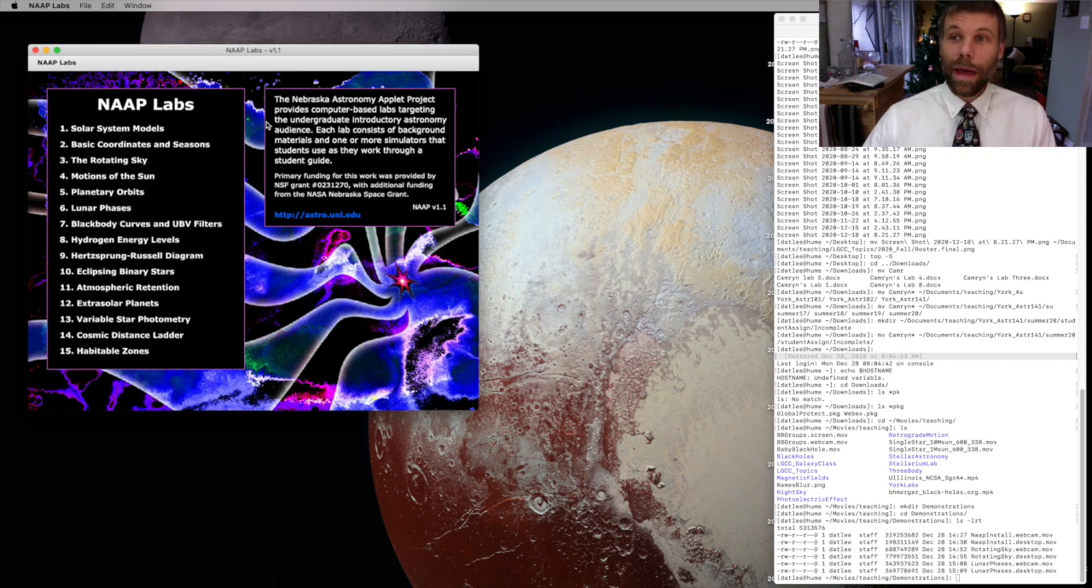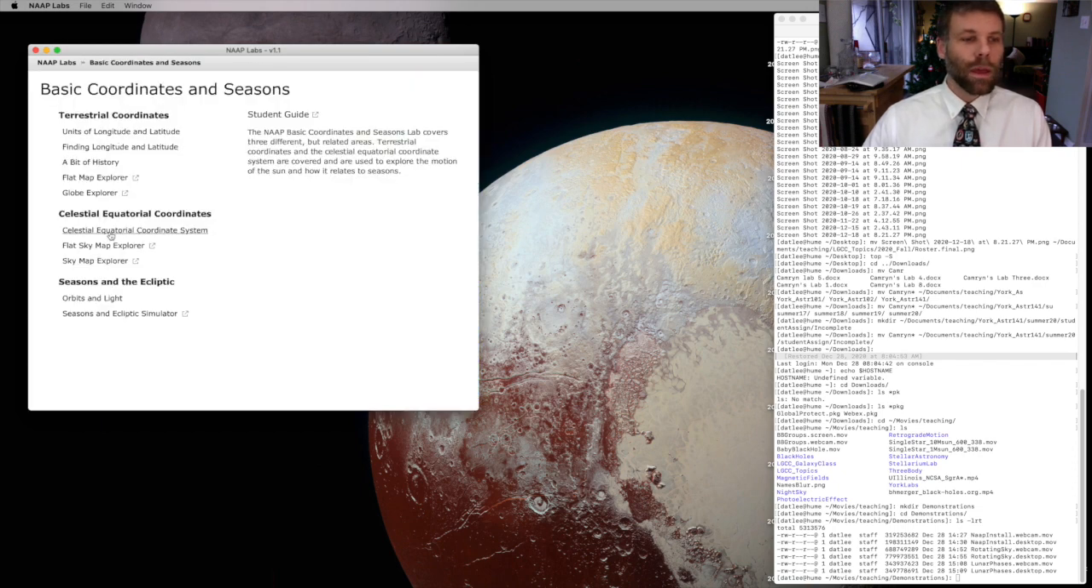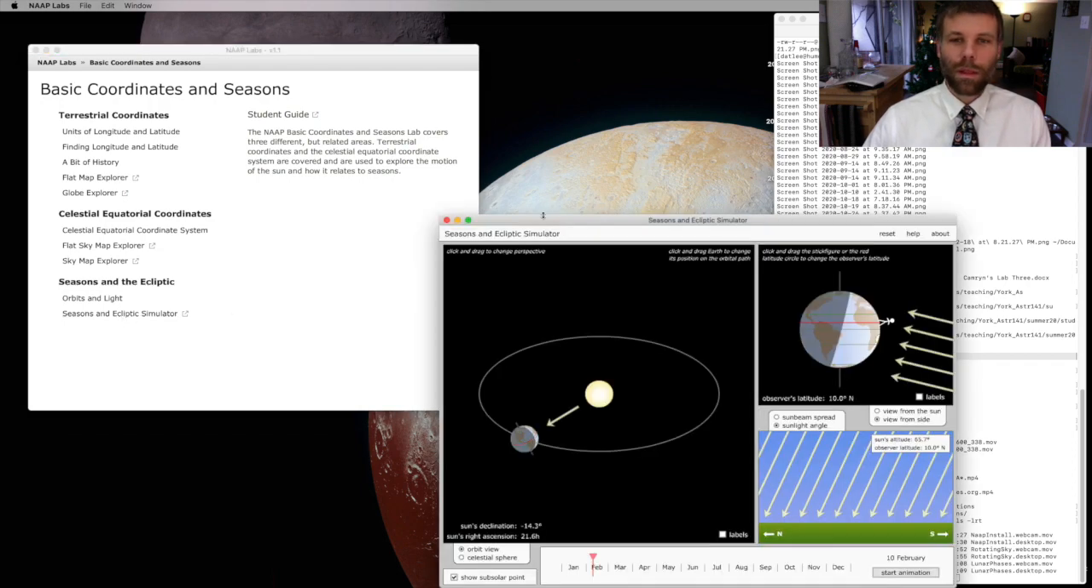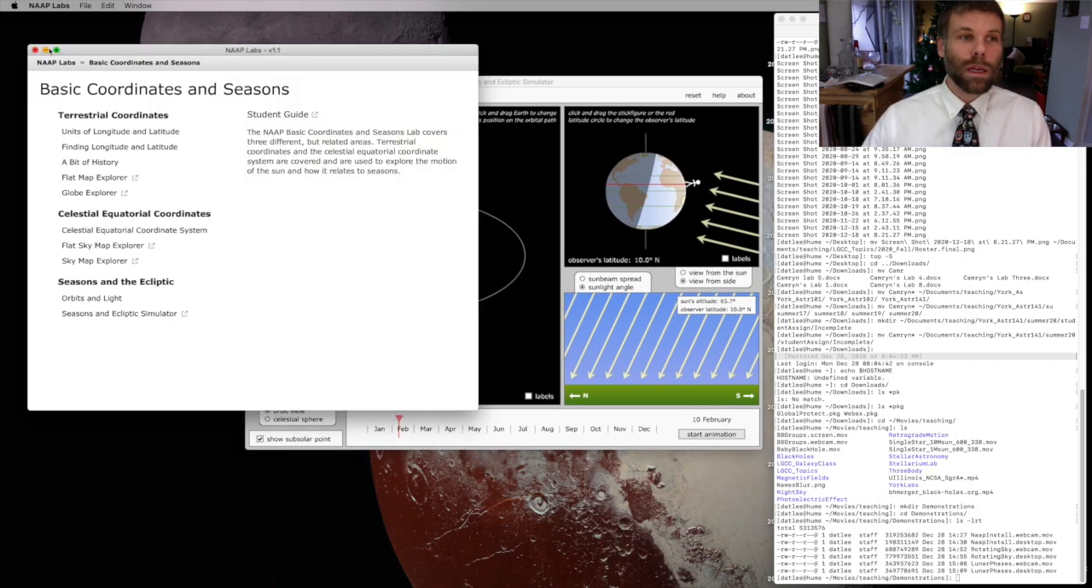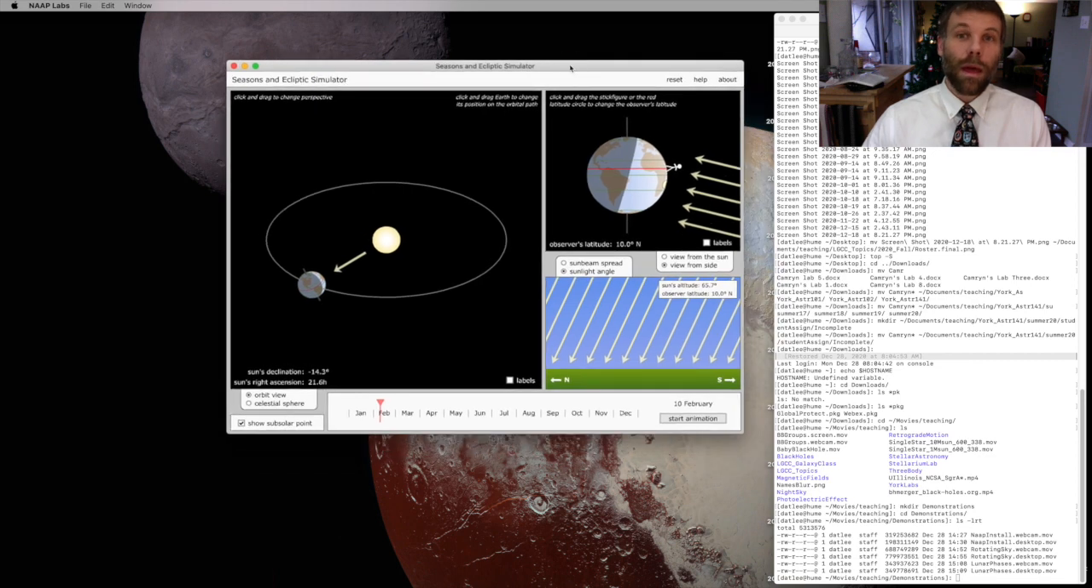I've opened up NAPLAB's, so I'll begin by clicking on Basic Coordinates and Seasons, and then finding the Seasons and Ecliptic Simulator. That'll open up this window that shows us where the Earth is in its orbit at a particular time of year, along with the apparent position of the Sun and the direction of sunlight, and how the sunlight looks to a particular observer.